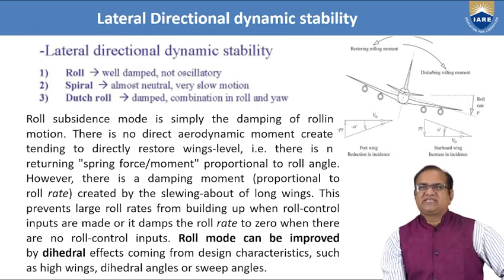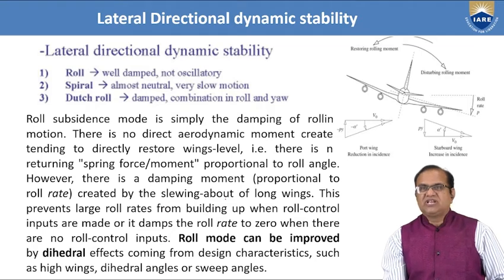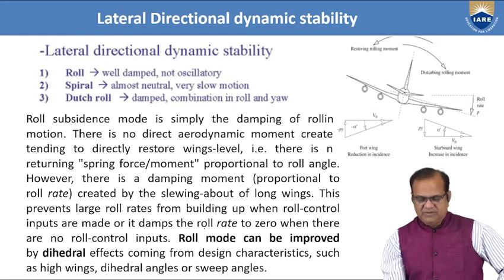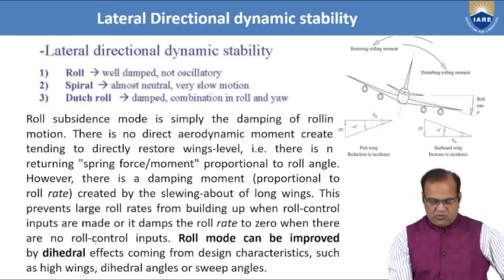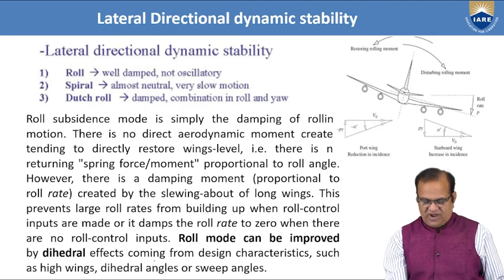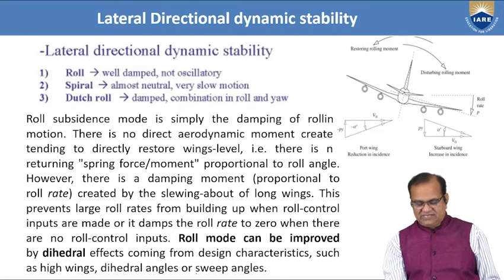That is, there is no returning spring force or moment proportional to the roll angle. However, there is a damping moment proportional to the roll rate, created by the slewing of the long wing. This prevents large roll rates building up when roll control inputs are made, or it damps the roll rate to zero when there are no roll control inputs. Roll modes can be improved by dihedral effect from design characteristics such as high wing, dihedral angles or sweep angles.